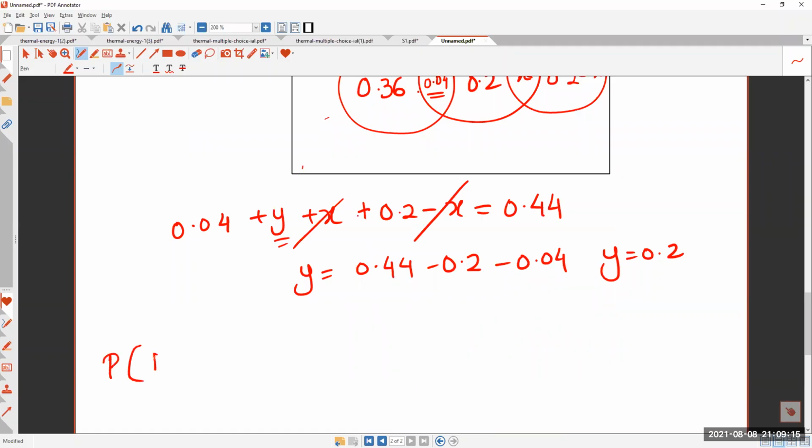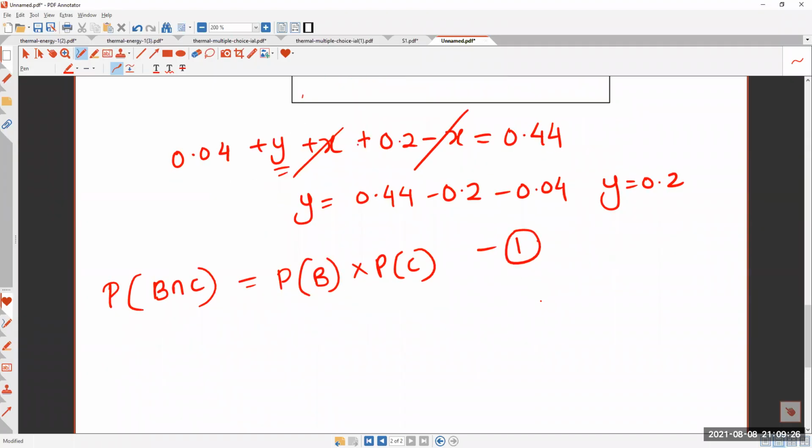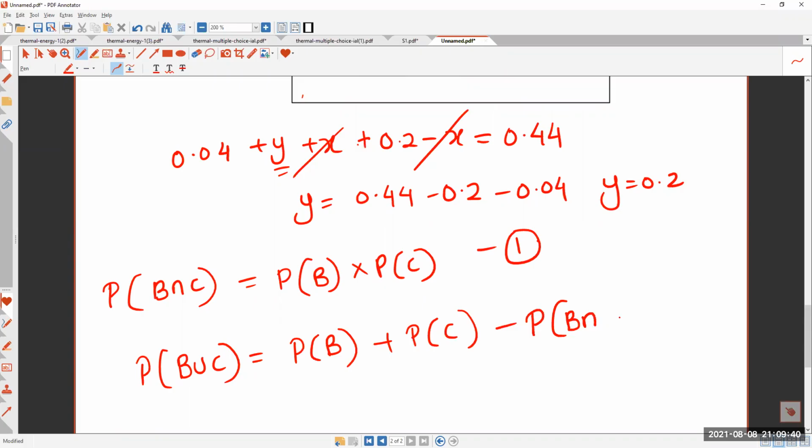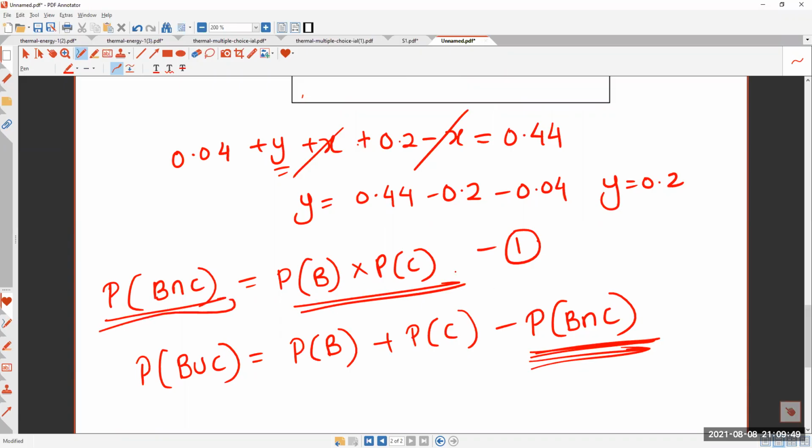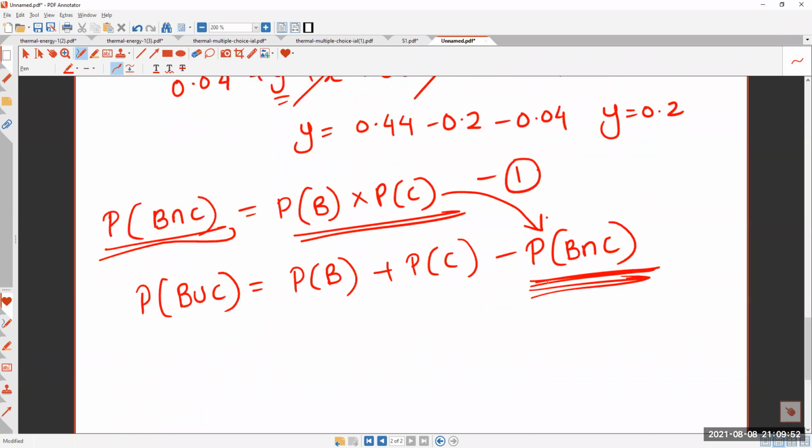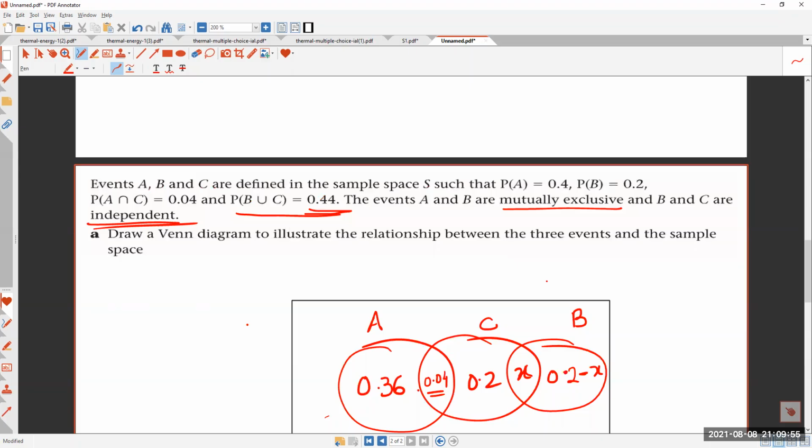You guys know B intersection C, since they are independent, this should be your formula: PB multiplied by PC. All of you know this formula. This is formula number 1. There is also another formula which we should know. Probability of B union C is equal to probability of B plus probability of C minus probability of B intersection C. Everybody knows this, na? So instead of B intersection C, because B intersection C is PB into PC, I can just substitute this over here. So what is B union C? B union C is 0.44.